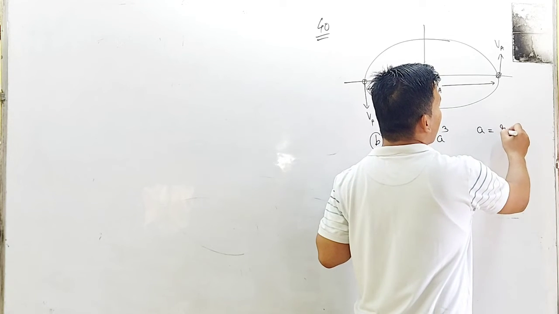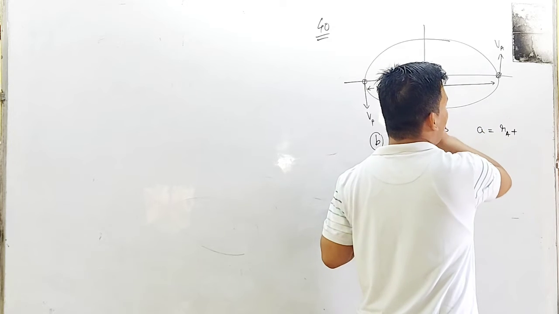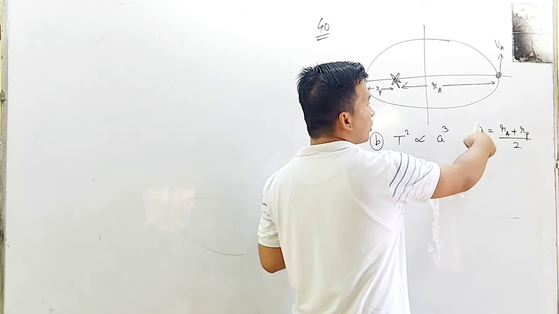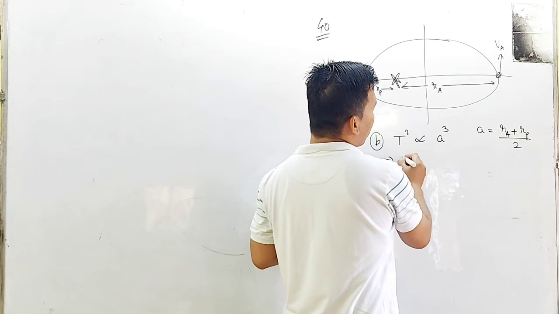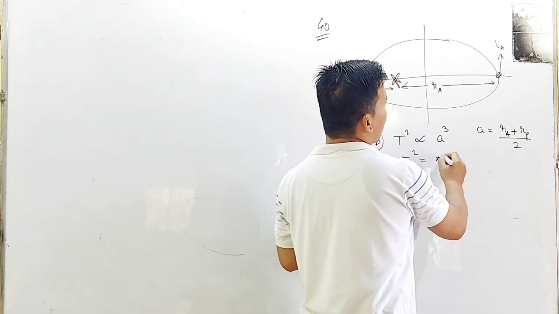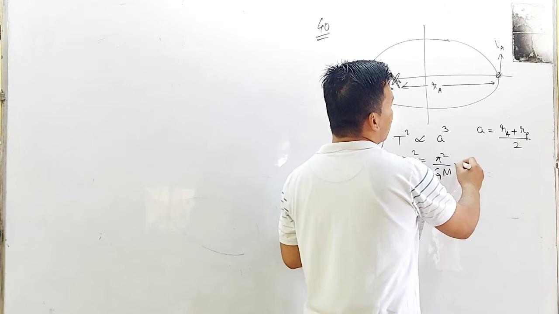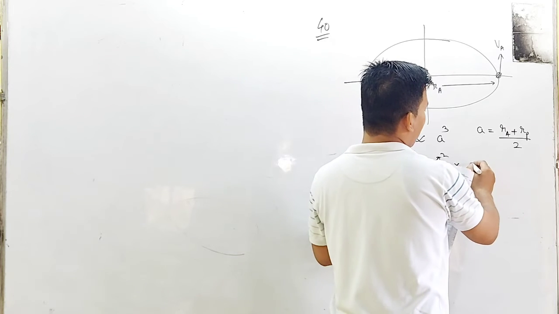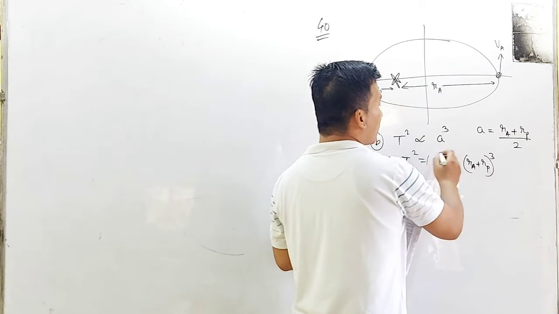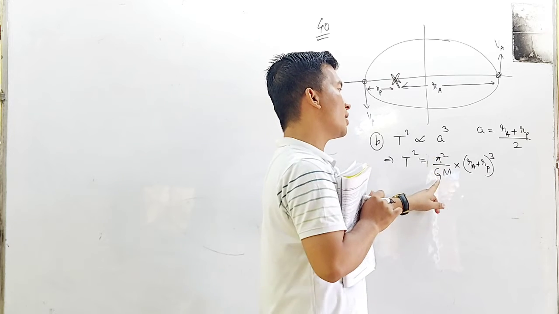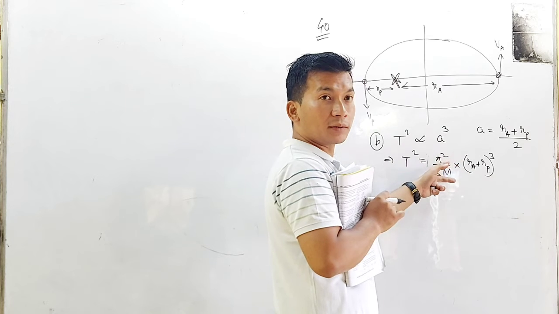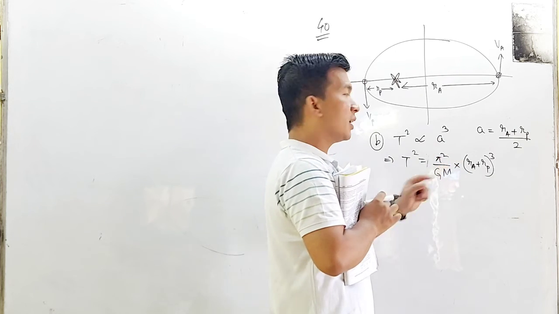The maximum distance RA plus the minimum distance RP, divided by 2, and this is taken cubed. After simplification we will have T squared equal to 4 pi squared divided by G capital M, into RA plus RP, raised to the power 3. Pi is a constant, G is a constant, and M, the mass of the given planet, is also constant and fixed.